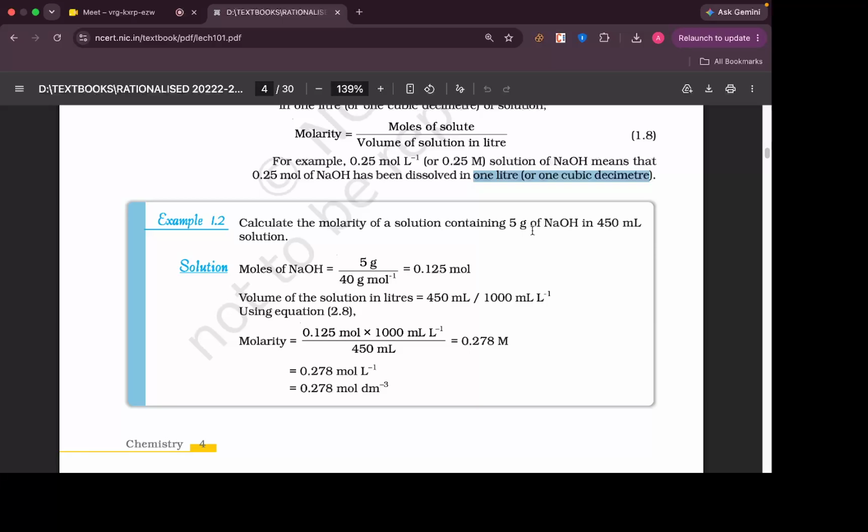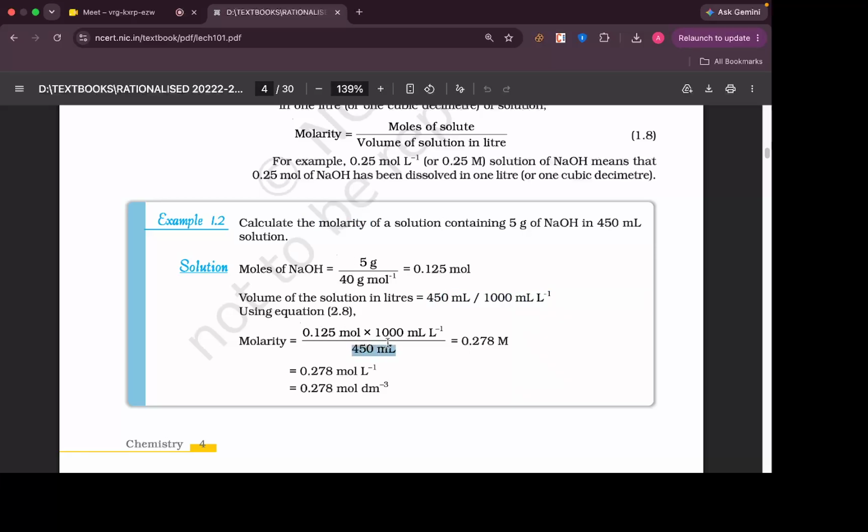We are done. Molarity we have to find. 5 gram is given, NaOH will be what? Solute. 450 ml is what? Solution. Very simple. 450 ml is written, I have to convert it into liter. Immediately convert it into liter. First point. Now I have to find molarity.